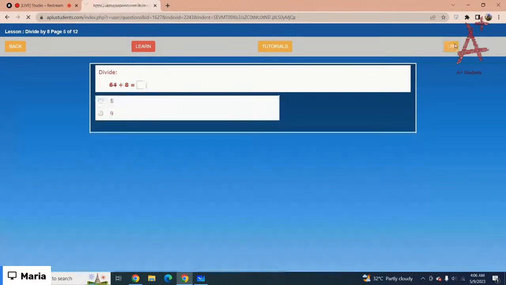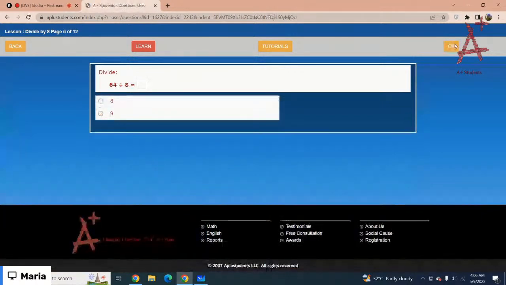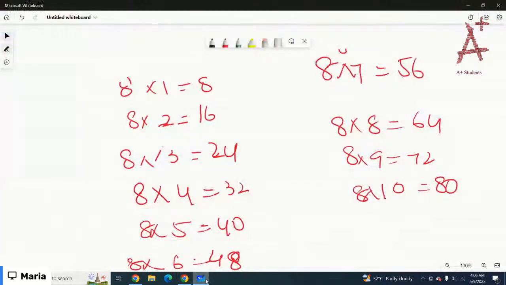Okay, the next one is 64 divided by 8. You have to count the table of 8 until you get 64. So 8 times what number is 64? You can see the board. 8 times 8 is 64. So the correct option is 8.